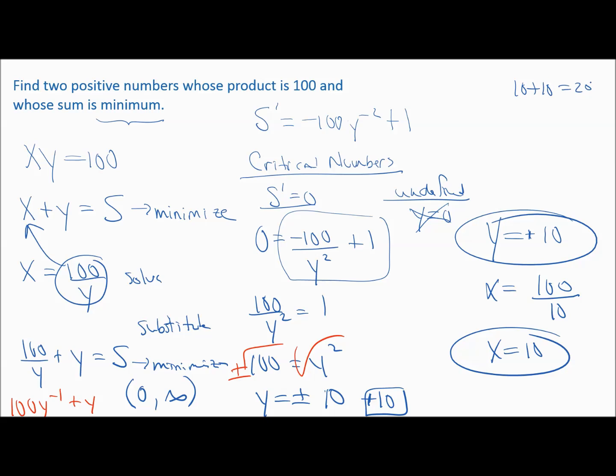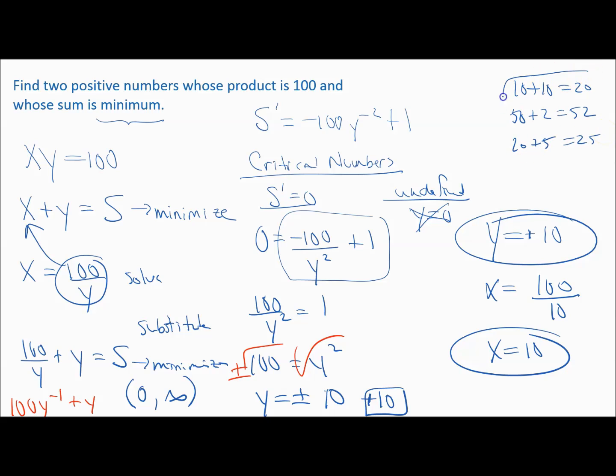Now think about other numbers that multiply to give you 100. Like, for example, 50 times 2. Well, the sum of 50 and 2 is 52. 20 is smaller than that. Or what's something else that gives you 100? How about 20 and 5? Well, 20 plus 5 is 25.